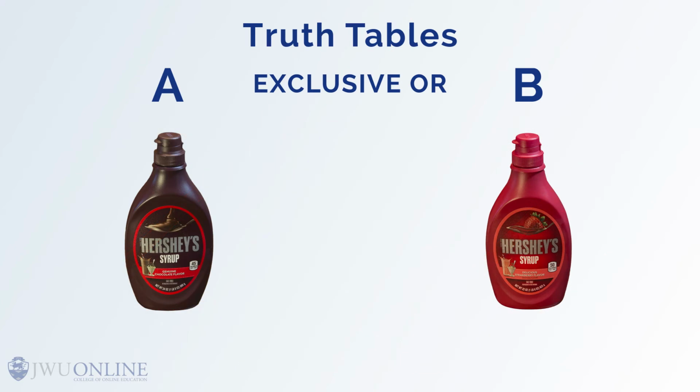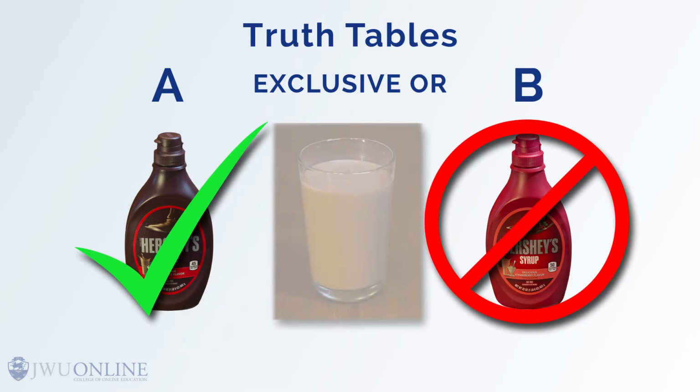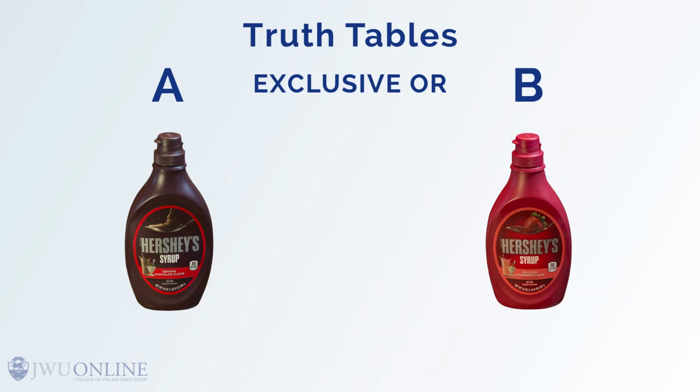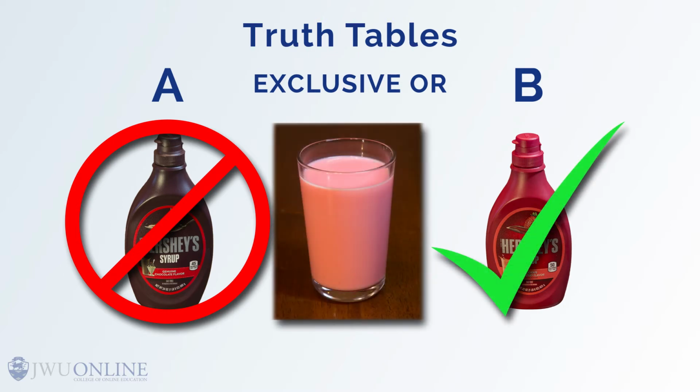If I add chocolate syrup, A is true. And if I don't add any strawberry syrup, B is false. Then what you have is chocolate milk, and you will drink that because A XOR B is true. If I do not add chocolate syrup, A would be false. But I do add strawberry syrup, making B true, then you have strawberry milk, and you will drink that because A XOR B is true.